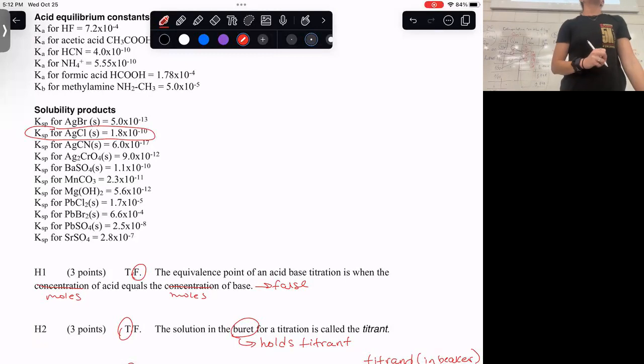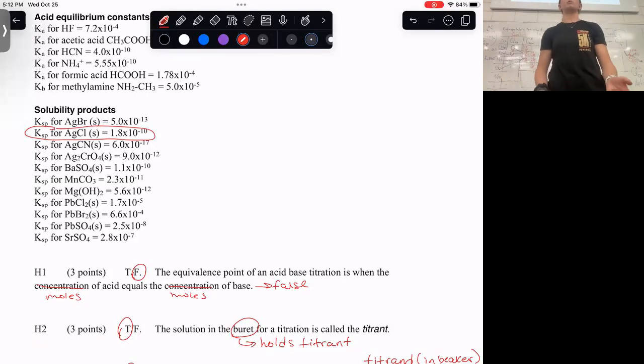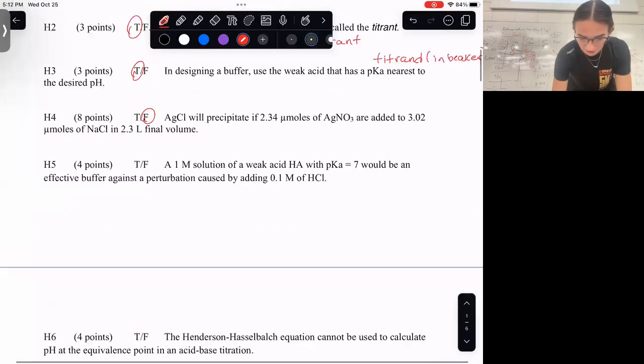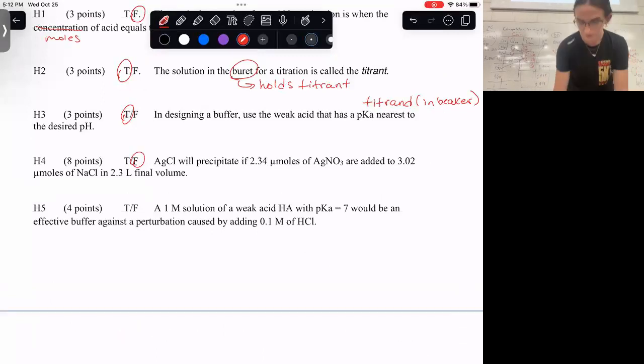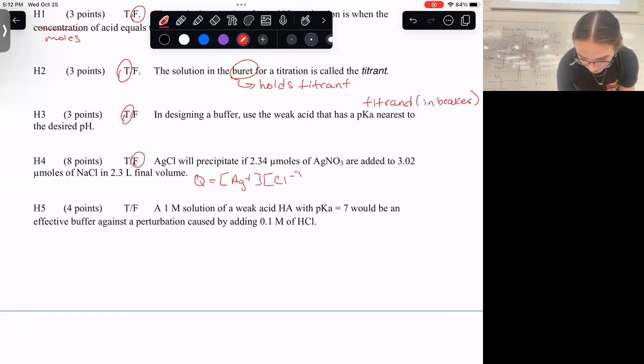If we're given a Ksp, we can solve for Q the same way that we would solve for K in any of the other equilibriums we've talked about. We solve for Q because we don't know if we're at equilibrium or not. Q would be your Ag+ ion multiplied by your Cl- ion. What do we plug into the concentrations here? Do we plug in the 2.34 micromoles? No. What do we have to do? We have to convert it to molarity, or a concentration.